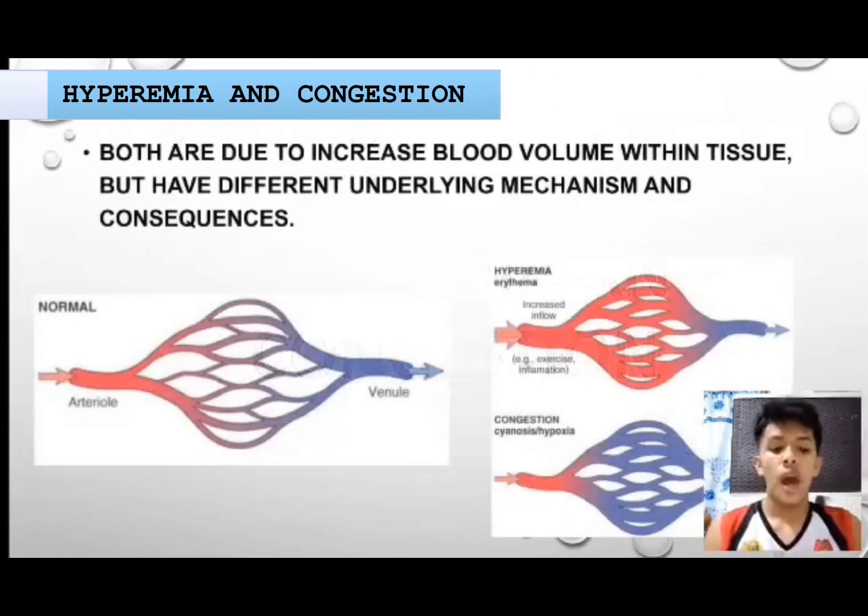Hyperemia and congestion are two separate conditions, but they both result in increased blood volume within the tissue. They have different underlying mechanisms and consequences.